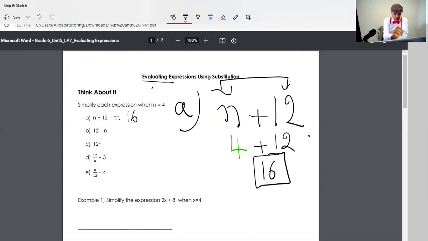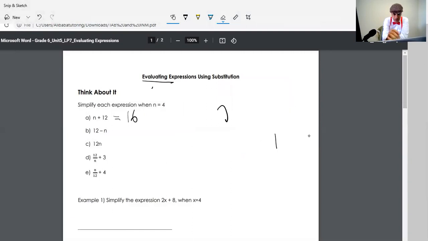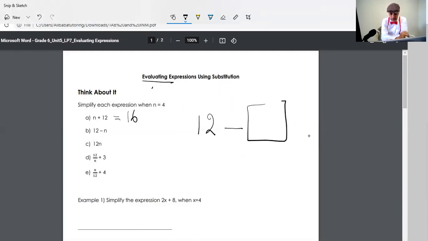All right, we're going to do the same thing for B. For B, instead of n, we're going to put the value of n. So B is 12 minus whatever the value of n is. Imagine it's a little box that's waiting for the value. So here they tell us, hey, you don't need to write n anymore. Just put 4 instead of that. So I'm going to put the 4 here. And now we're going to evaluate, see what it's worth. What's 12 minus 4? Well, that's 8. So the value of B is 8. Let's move to the next one.